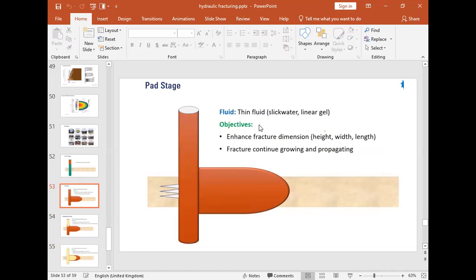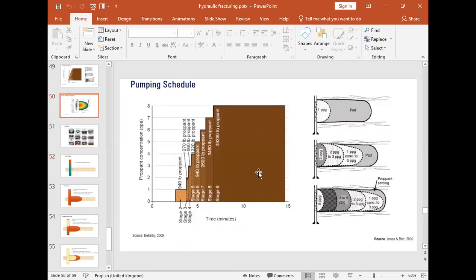What is the objective? To enhance fracture dimension first. You have to create some initial fracture within that zone before you pump in proppant. If you pump in proppant when you have not created an initial fracture within that zone, you will not achieve what you want. So our fracture continues growing and propagating. You pump, it grows and propagates right up to the level that has been predefined in our pumping schedule.